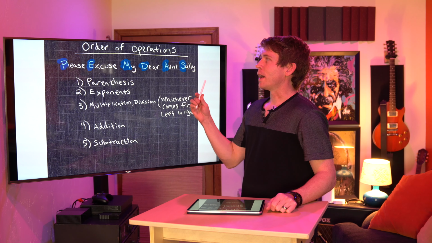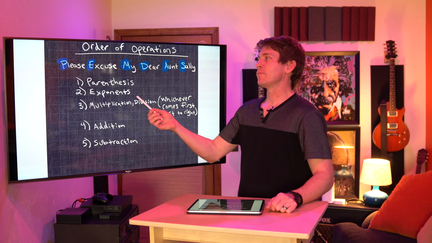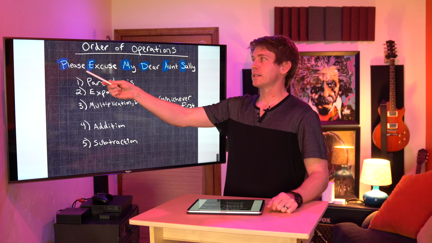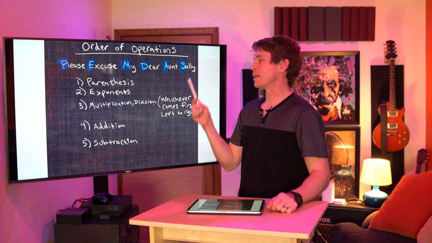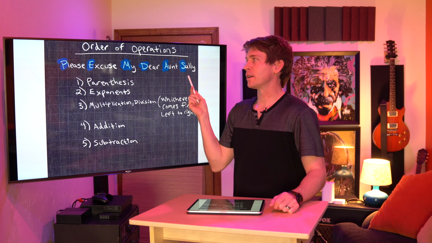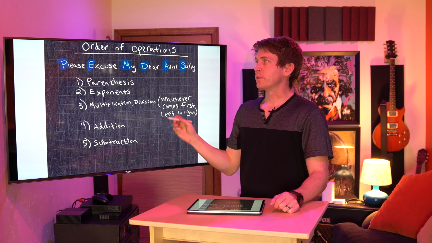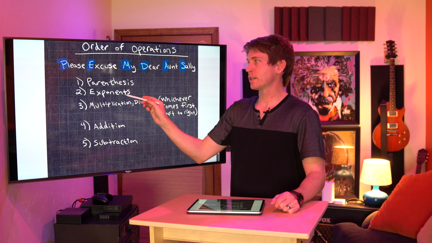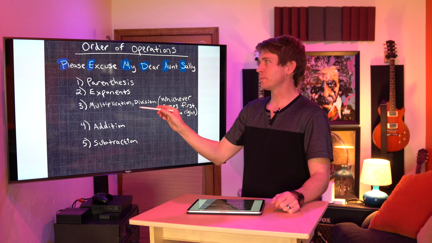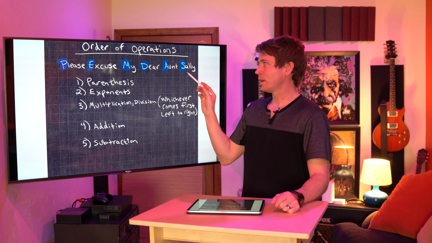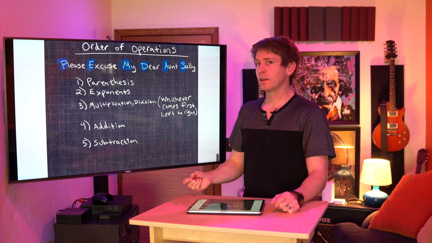Alright, you can see up here that I have the order of operations listed out, and there's a mnemonic that you can use to remember the order. It's "Please excuse my dear Aunt Sally." And you can see that I have the first letter in each of these words highlighted in blue. So the P is going to stand for parentheses, E is for exponents, M is for multiplication, D is for division, A, addition, and S is for subtraction.